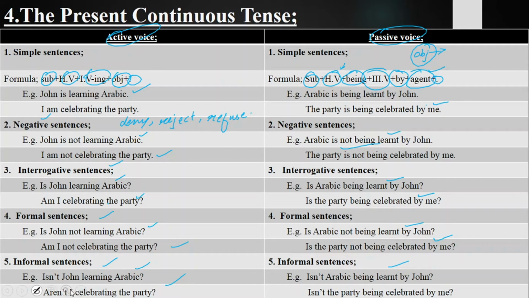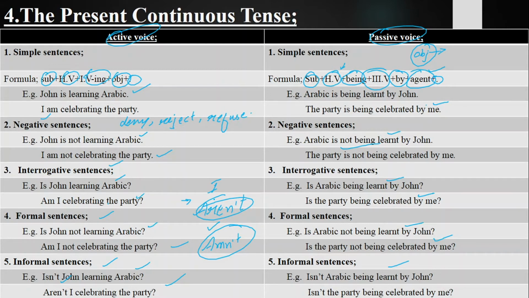Over here, most of the students write the short form of am not in this way, am and apostrophe t. That is wrong. You write it as you write are not, but the pronunciation will be a little bit changed. With you, we, they, you'll be saying it aren't, and with I you'll be only saying it ain't. Clear? Am I celebrating the party? Isn't the party being celebrated by me?